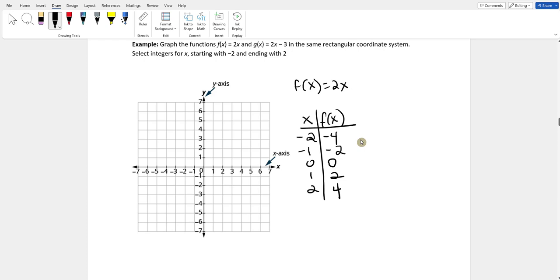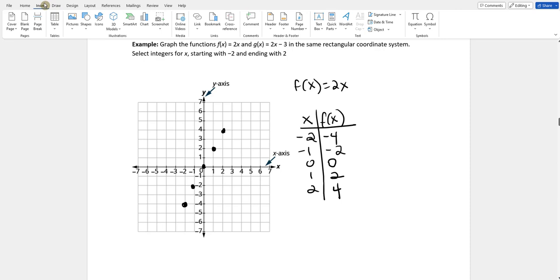So I have my ordered pairs, and I'm going to go ahead and graph these. First point will be -2, -4. I have a point here. -1, -2 will be a point here. 0, 0 is at the origin. 1, 2 will be a point here, and then 2, 4 will be a point here. And then we can go ahead and draw our line through the points.